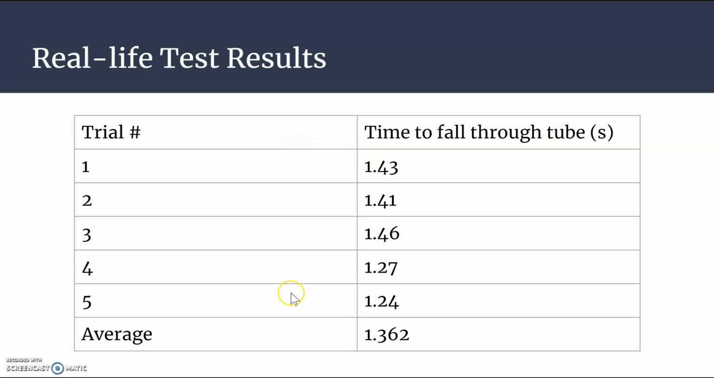So I dropped the magnet through the tube 5 times and recorded the amount of time that it took. The average time was 1.36 seconds, and this correlated pretty well with the computational model with a slight difference.